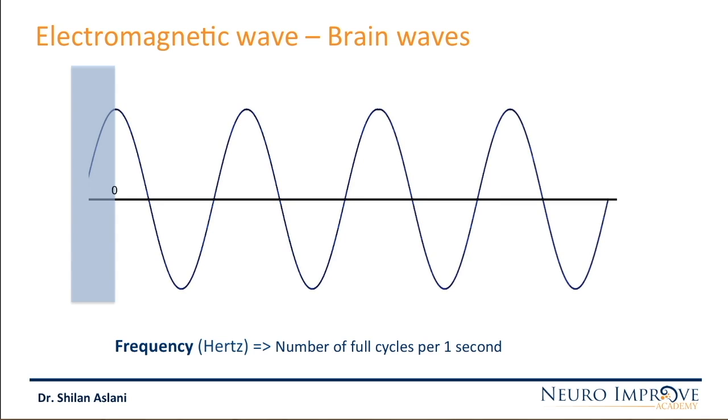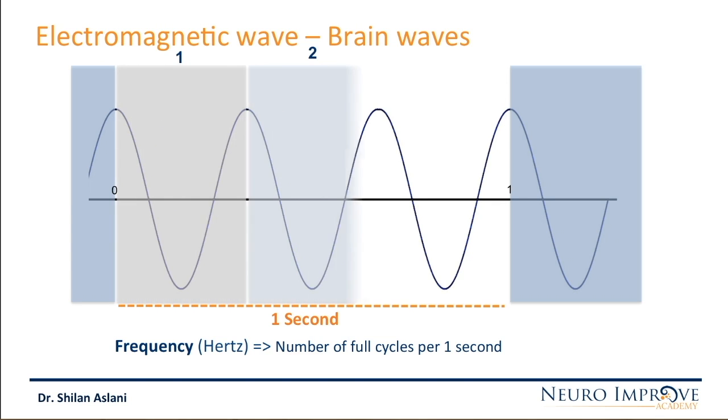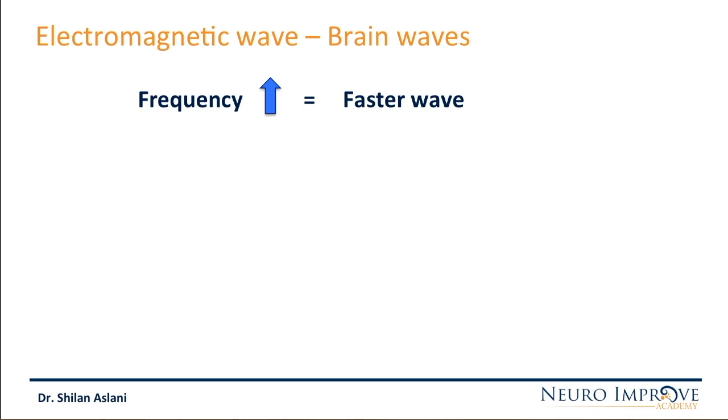So imagine, if we start counting the time from here, and until here is 1 second, we need to just count the number of cycles. Here we have 3 cycles, so this wave is 3 hertz. So from what we understood, the higher the frequency is, the faster the wave is. And the opposite, the lower the frequency, the slower the wave is.